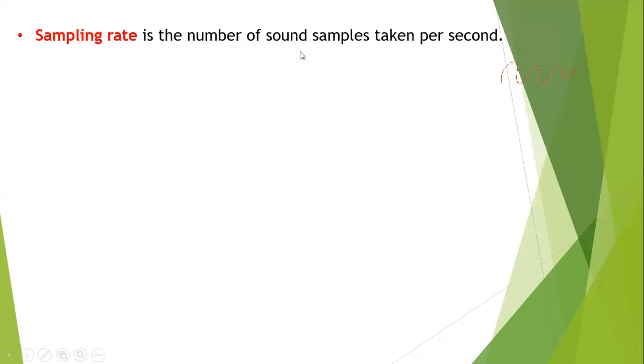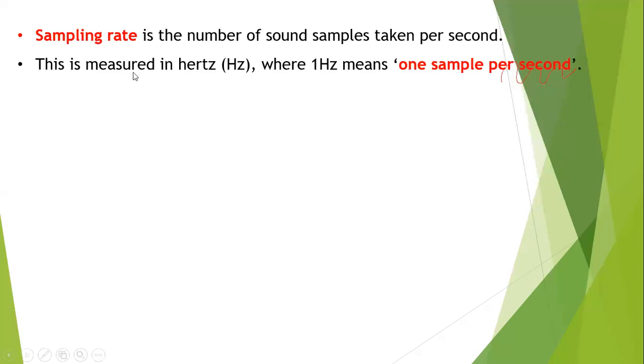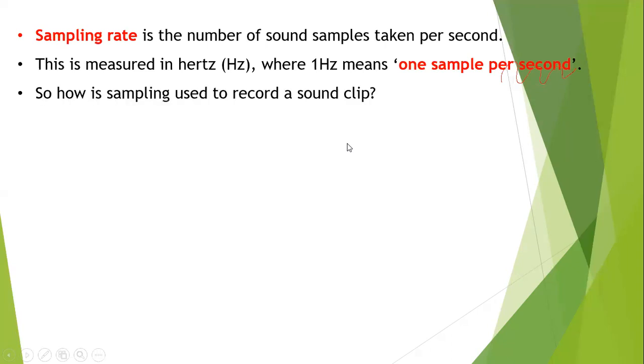Sampling rate is the number of sound samples taken per second. This is measured in hertz, where 1 hertz means 1 sample per second. According to that, questions will come. When you solve the questions, this topic will be clear further.